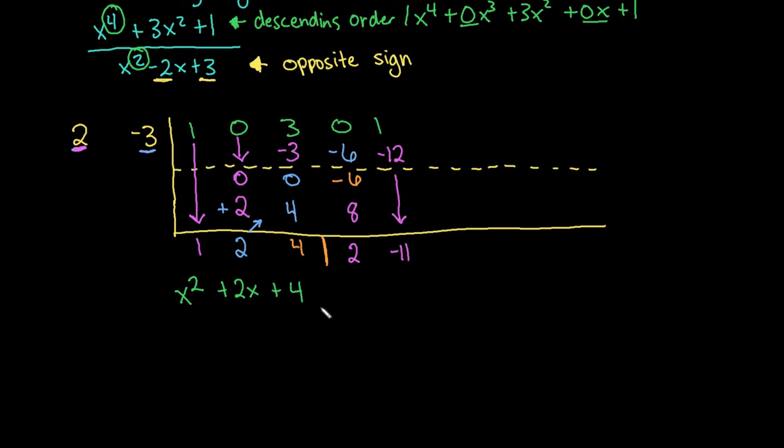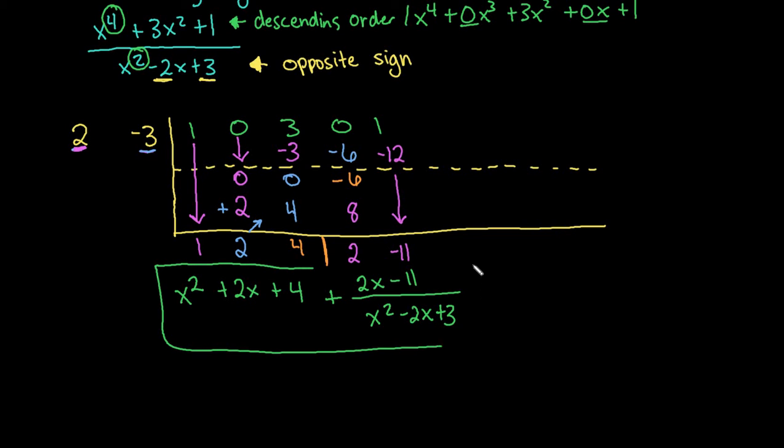Depending upon how they asked for it, they might ask for just the remainder, but I'm going to set it up as a fraction. So my remainder is going to be 2x minus 11 over x squared minus 2x plus 3. Okay, so this would be my final answer. And if I multiplied this right here times this value right here, I would end up with the numerator.